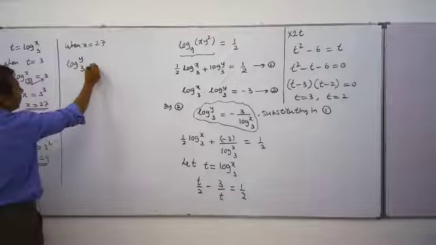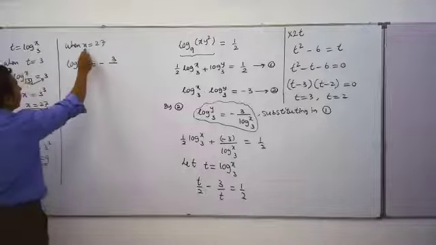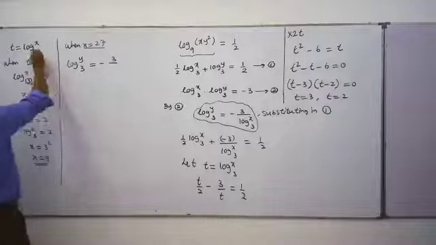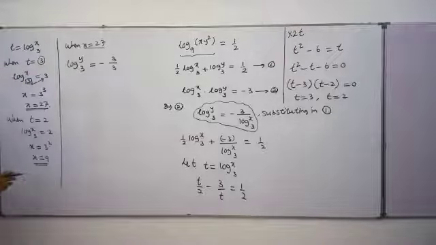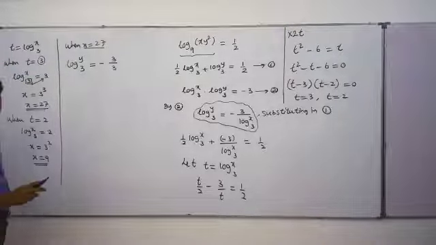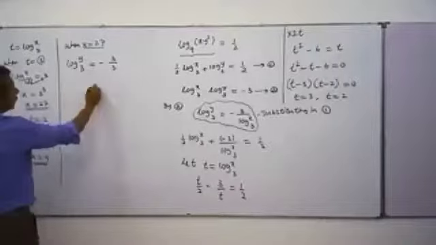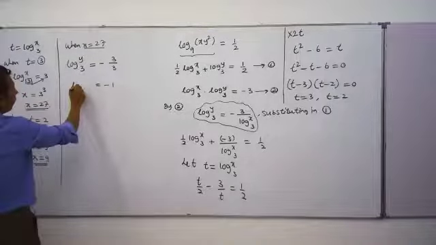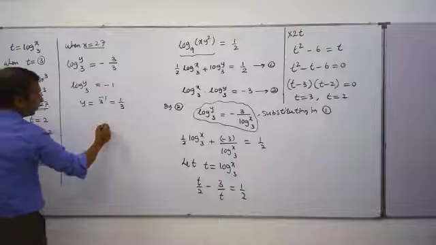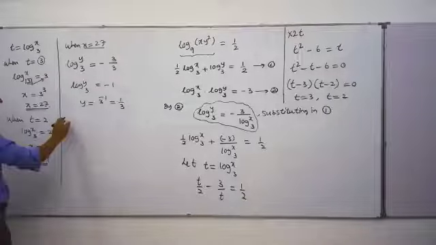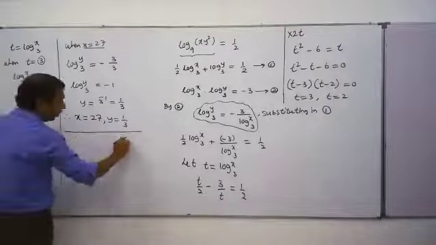Log y to the base 3 is equal to minus 3 upon log x to the base 3. When x equals 27, log x to the base 3 is 3. Therefore, this is minus 1. Then log y to the base 3 is minus 1, so y is 3 to the power minus 1, which is 1/3. So the first set of solution is x equals 27, y equals 1/3.